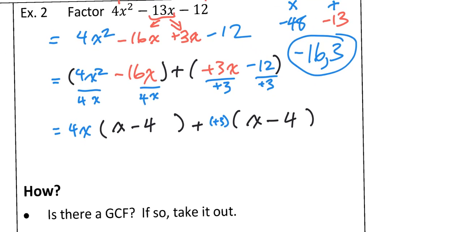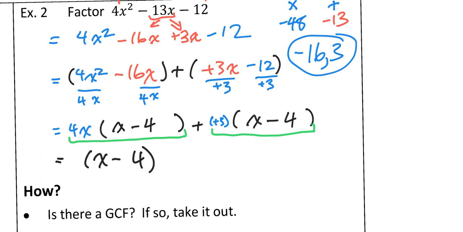So now we look at each of these bracketed parts here, and we look for the commonality between them. The common factor between them is x minus 4. So let us pull that out to the front here. So we've got x minus 4, and then in the brackets, whatever is left over is going into the last bracket. So we're left with 4x plus 3, and we're done factoring.